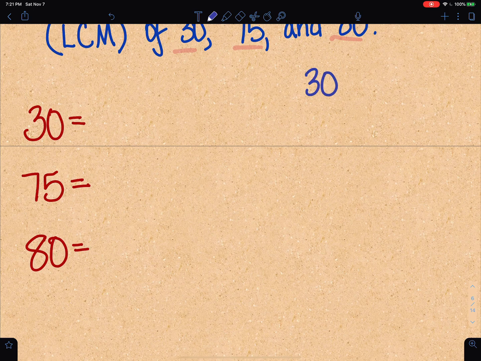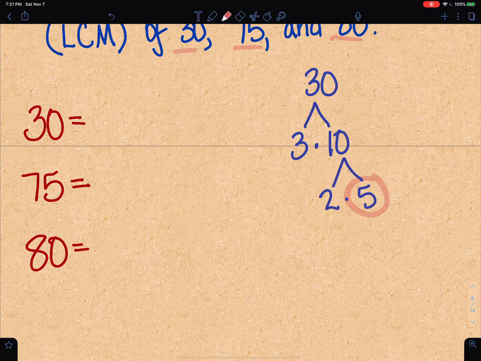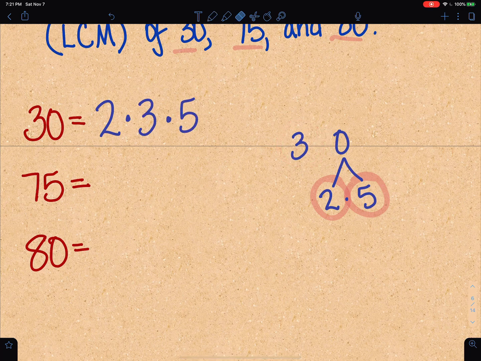All right, so I'm going to start with the number 30. I know that 3 times 10 goes into it, so let's start there. 10 can be divided into 2 and 5, and those are basically my primes, so 5 and 2 and 3. Okay, so I'm going to write over here. I like to do it in order, so 2 times 3 times 5.